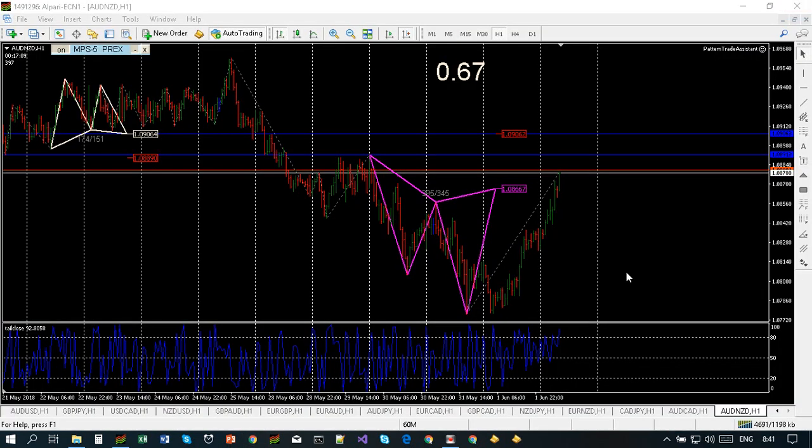Well, that's it for today. Keep an eye on this cipher. As I told you, if we break and close, then most likely we will move higher, and we'll have 17 minutes left till this candle closes.